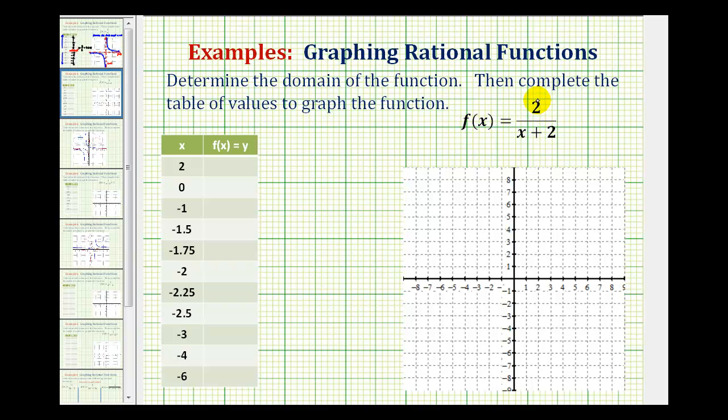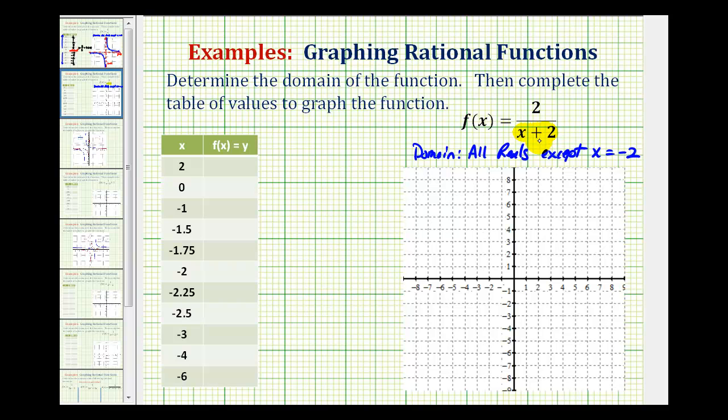since division by 0 is undefined, we want to know when the denominator of x plus 2 is going to equal 0. Well, if x is negative 2, negative 2 plus 2 is equal to 0, and this would be undefined, which means our domain will be all real numbers, or all reals, except x equals negative 2. This also helps us in a couple other ways.